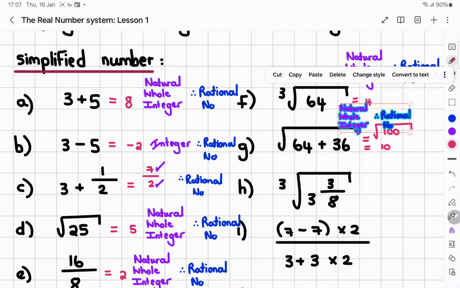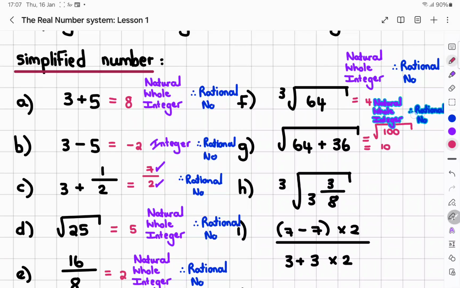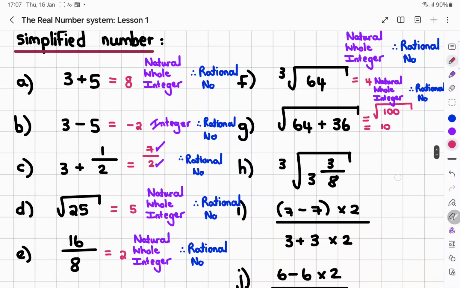I'm just going to make it a little bit smaller over there. All right, so it's a bit of simplification as well. All right, over here, when we've got a cube root with a mixed fraction, we hate mixed fractions. We never ever like them. So we're going to turn that into an improper fraction. How do we do that? We say 3 times 8 plus 3, and that would give you 27 over 8.